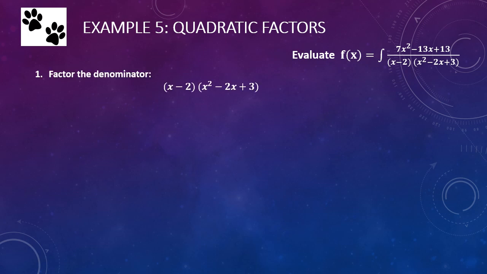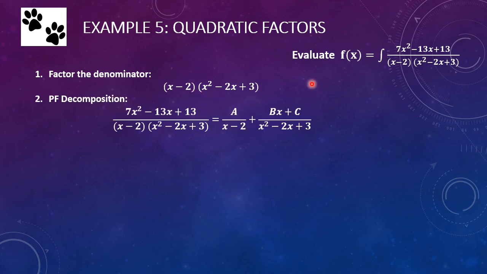Again, we're going to go through those same 4 steps for partial fraction decomposition. The first is to factor the denominator. When we look at the quadratic equation, we're looking for factors of positive 3, which are either positive 1 and positive 3 or negative 1 and negative 3. And neither of those pairs will add up to negative 2. So we have an irreducible quadratic factor here. You cannot factor this any further.